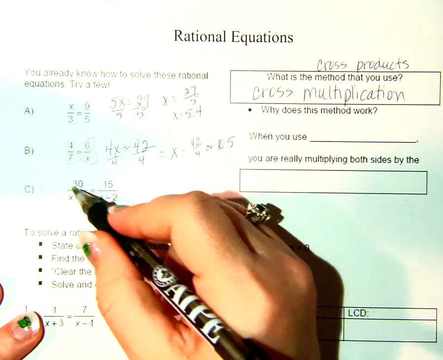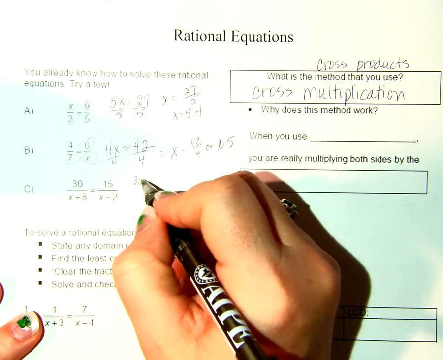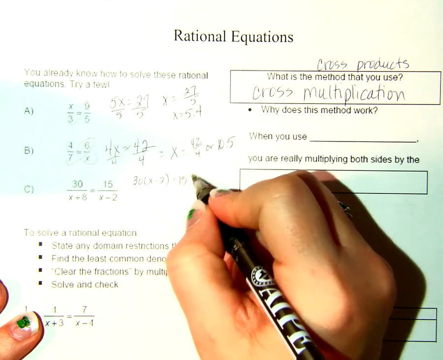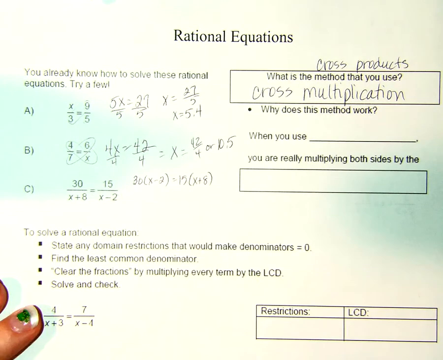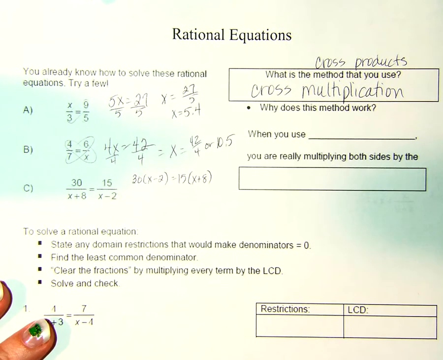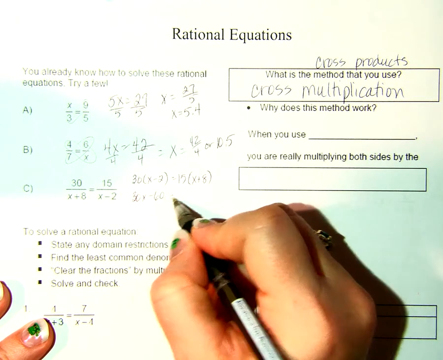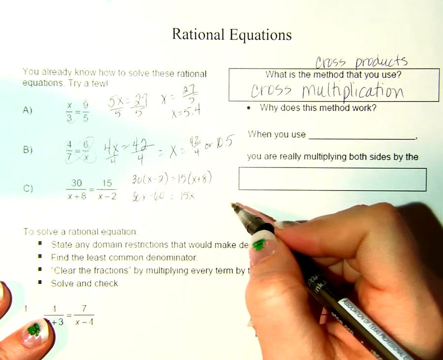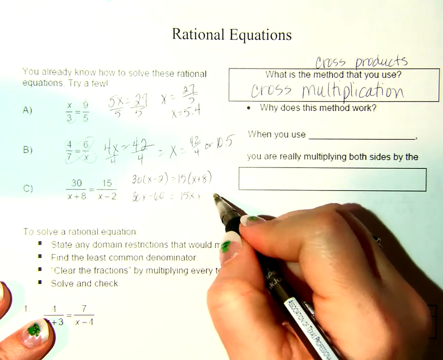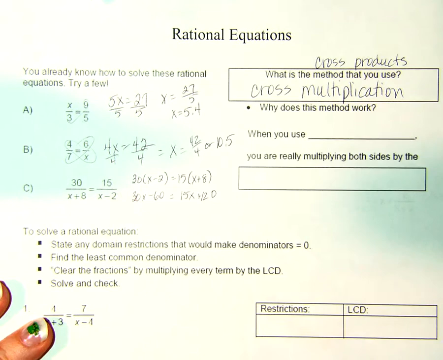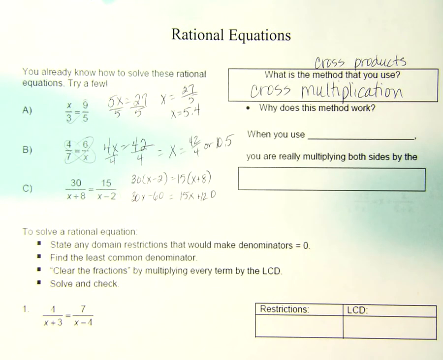If I cross multiply this, I get 30 times x minus 2 equals 15 times x plus 8. Don't I? So I get 30x minus 60 equals 15x plus 120. Is that right? 15 times 8? You guys have your calculators, don't you? Yeah. Thank you.